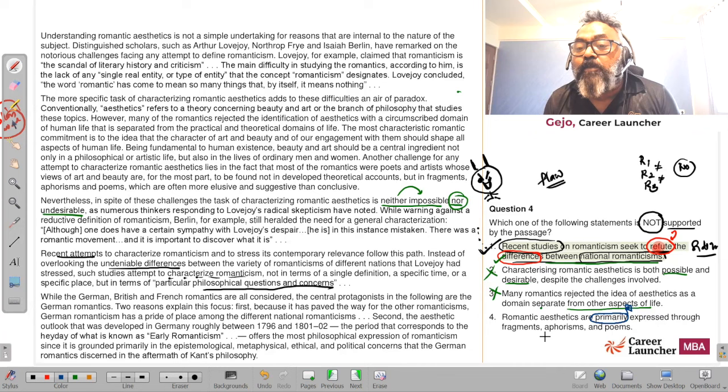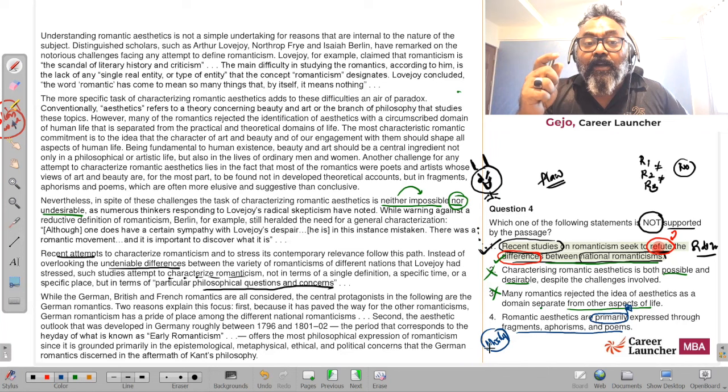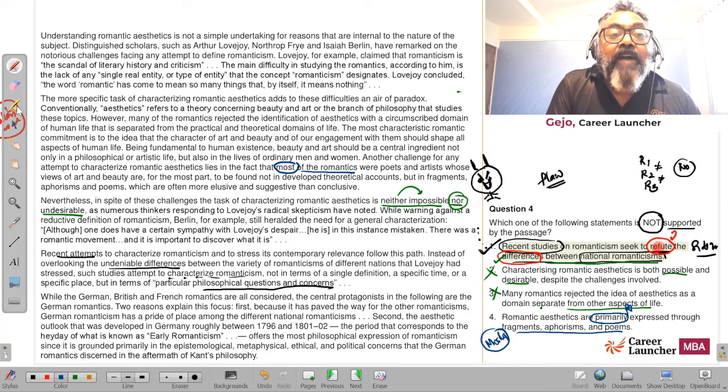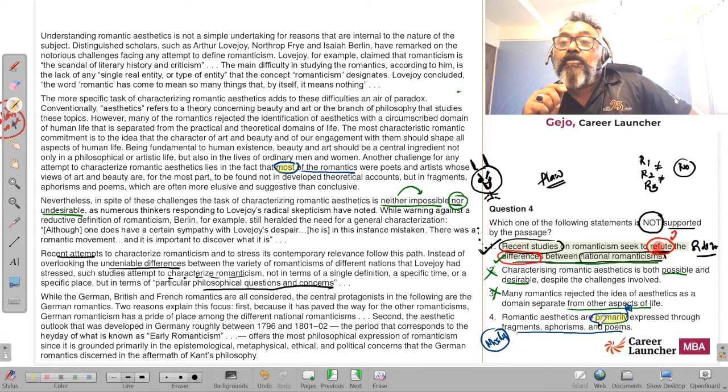Okay. Now, primarily is mostly. Right? So primarily can be looked at as mostly. Does the passage talk about most? Right. He's saying that most of the romantics. So, given that most is mentioned here, primarily in itself is not a wrong statement.